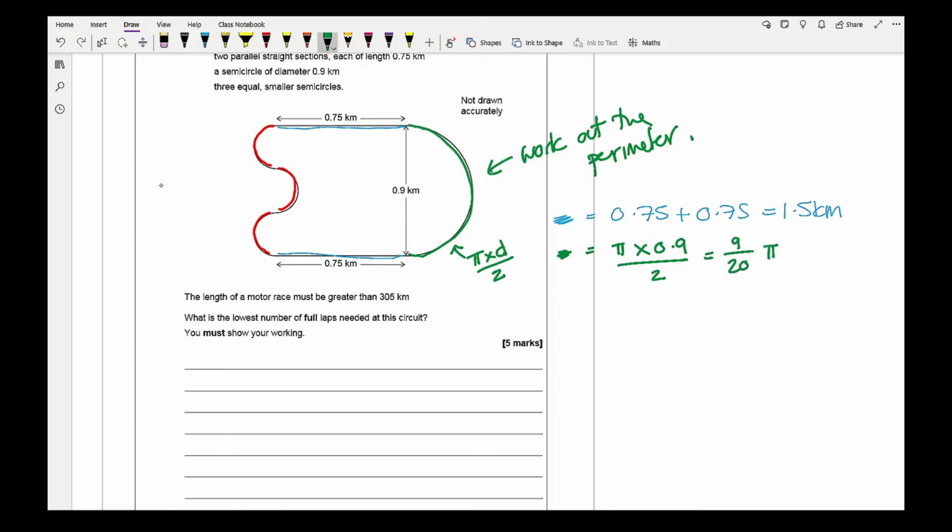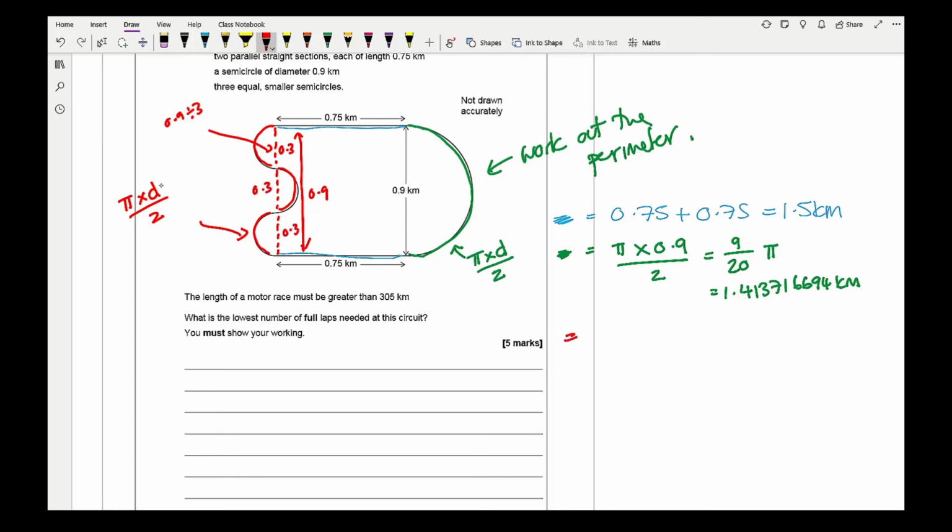Now I could convert that into a decimal, which is 1.413716694 kilometers. The next thing I then need to do is work out what the semicircles are. Again, it's a semicircle, so it's pi times the diameter divided by 2. You can see here I've got 3 semicircles, and the total length is 0.9. So if I do 0.9 divided by 3, that gives me 0.3. That means each of these semicircles has a diameter of 0.3.